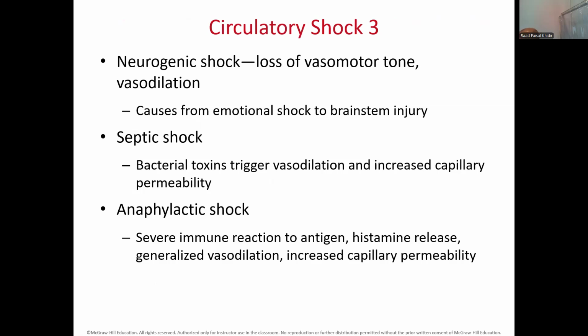Anaphylactic shock is the same thing, but not because of infection, but because of some severe immune reaction that's going to cause generalized vasodilation.